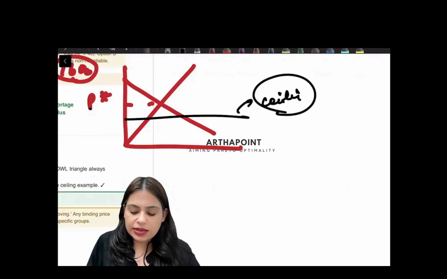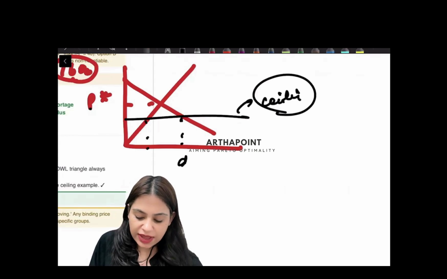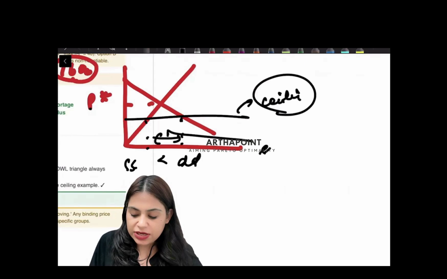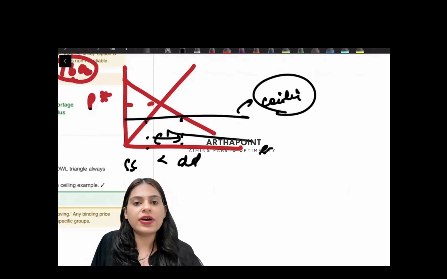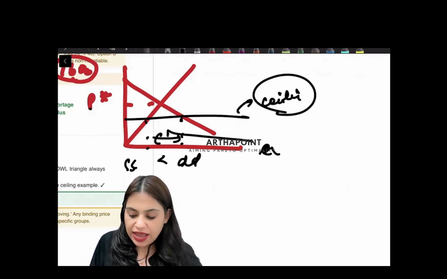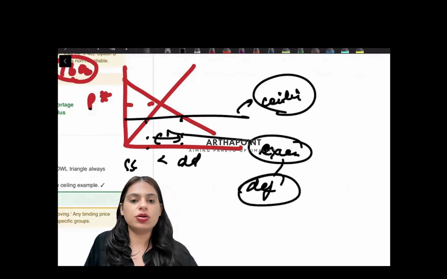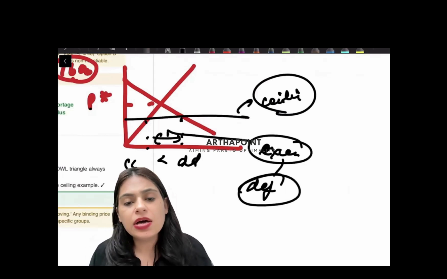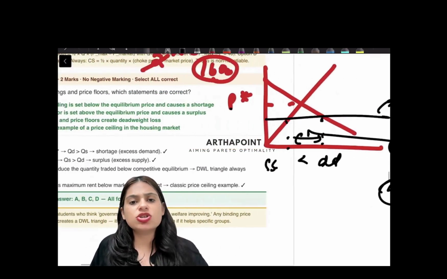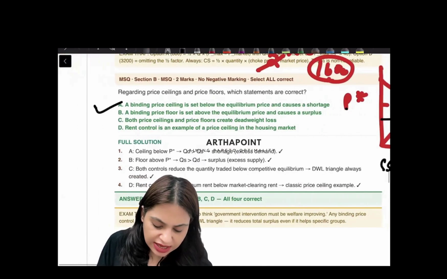When the price ceiling is binding, we observe that the demand exceeds the supply and this gap leads to the case of excess demand. Excess demand means a deficit in the economy. Deficit means less supply in the economy. So there is a shortage in the economy. So answer A is true.